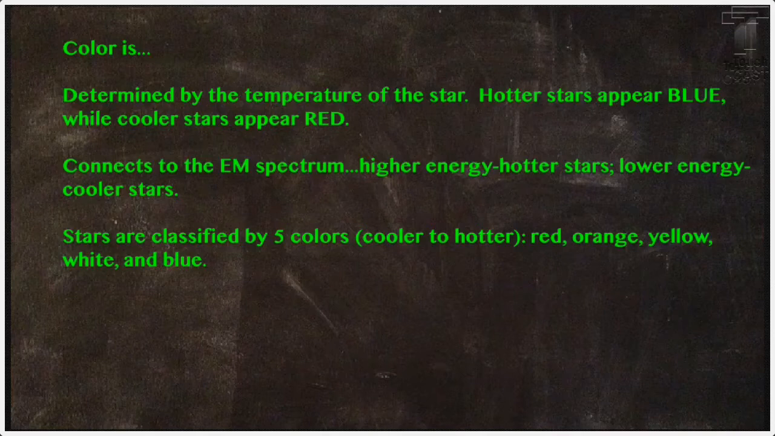Stars are also classified by their color. The hotter stars are going to appear blue, and this is where the electromagnetic spectrum comes into play. Higher energy, higher frequency, smaller wavelength waves are going to be given off by stars that are typically hotter, so they're going to appear blue, whereas the cooler stars are going to appear red. We talked about how the hottest part of a flame is blue, and the cooler part of the flame is red. And they're classified by 5 colors. Cooler to hotter: red, orange, yellow, white, and blue.